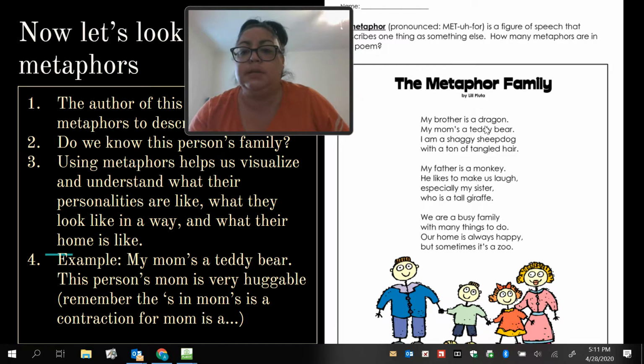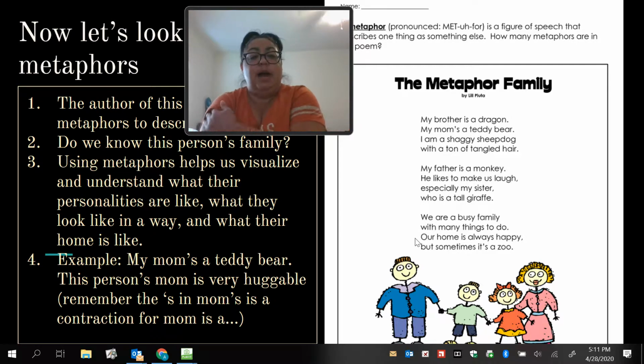My brother is a dragon. My mom's a teddy bear. I'm a shaggy sheepdog with a ton of tangled hair. My father is a monkey. He likes to make us laugh. Especially my sister, who is a tall giraffe. We are a busy family with many things to do. Our home is always happy, but sometimes it's a zoo.